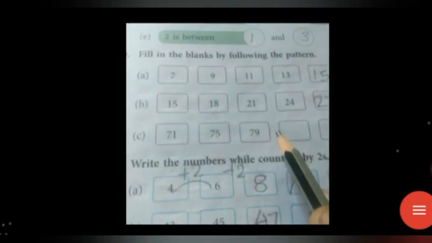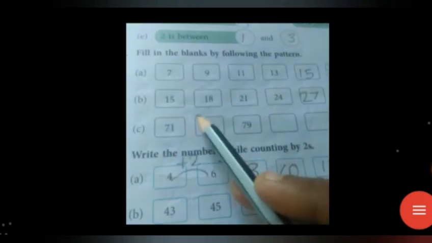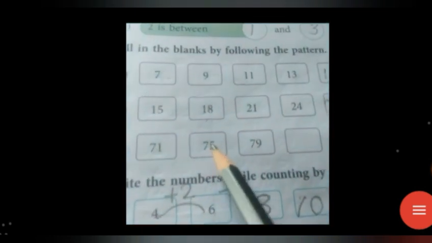Here you look, which pattern is this? Which number is adding to each number? Can you see? First number 71, next number is 75. So which number is adding? 71, 72, 73, 74, 75. So which number is adding? 4 is adding to each number. So this is skip counting by 4.